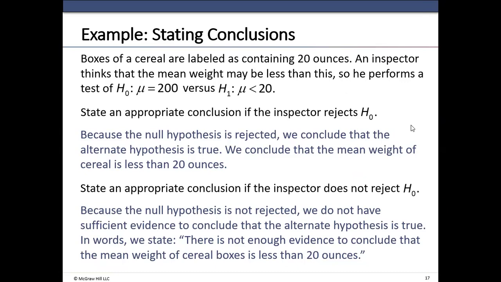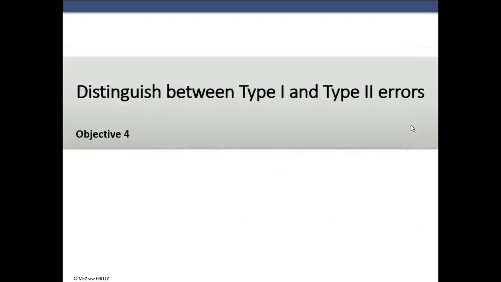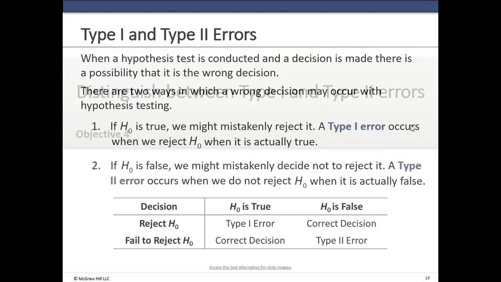That means there is not enough evidence from the sample data to support the alternate hypothesis. Therefore, the decision is do not reject H0. Because the null hypothesis is not rejected, we do not have sufficient evidence to conclude the alternate hypothesis is true. In words, we state there is not enough evidence to conclude that the mean weight of cereal boxes is less than 20 ounces.